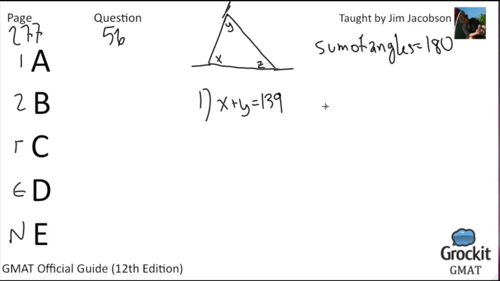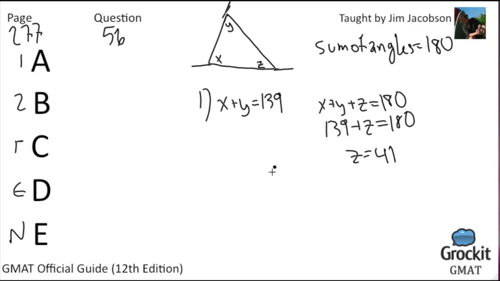139. So what that tells us is x plus y plus z equals 180. 139 plus z equals 180. So that's enough to tell us that z equals 41. And again, if you were comfortable enough with your geometry and your math to look at this and say, well, those are the other two numbers that I needed, you could just mark this sufficient and get to the crossing off part right away if you wanted. If you wanted to double check, the math is not that hard to follow down that path. Statement 2, y plus z equals 108.